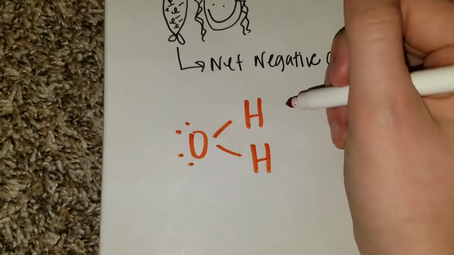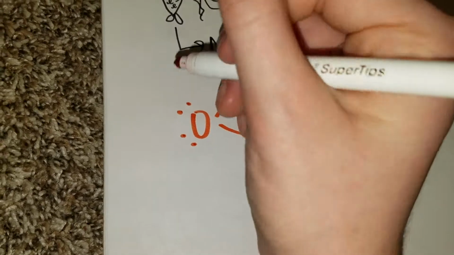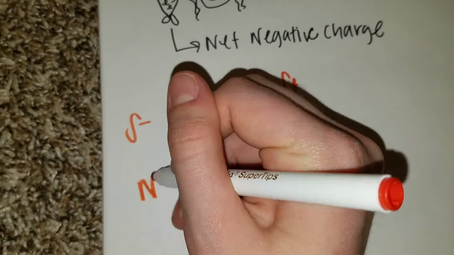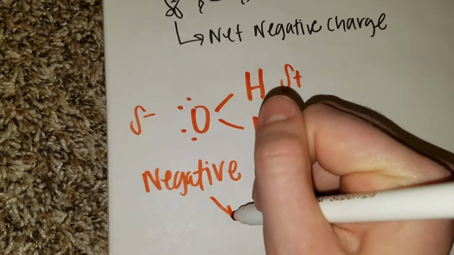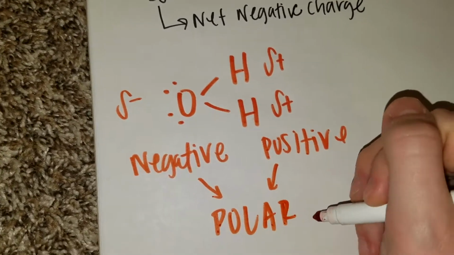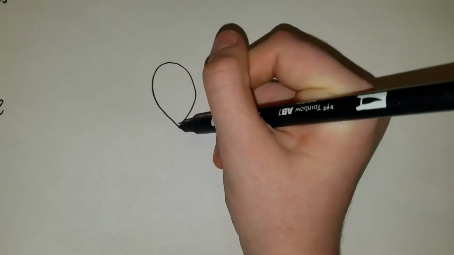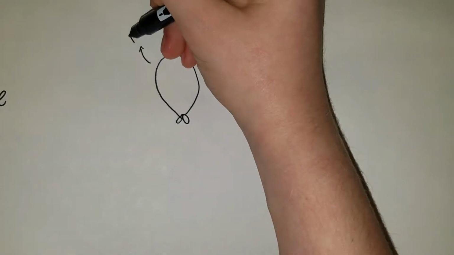So here is the Lewis structure of H2O. Two hydrogens and an oxygen, lone pairs on the oxygen create negative sides, hydrogens are positive. This negative and positive obviously makes the water polar.